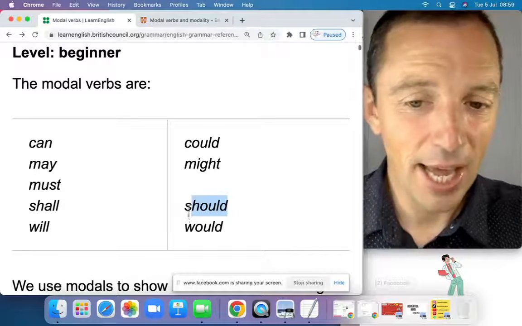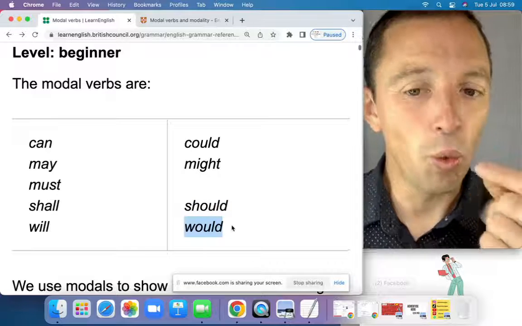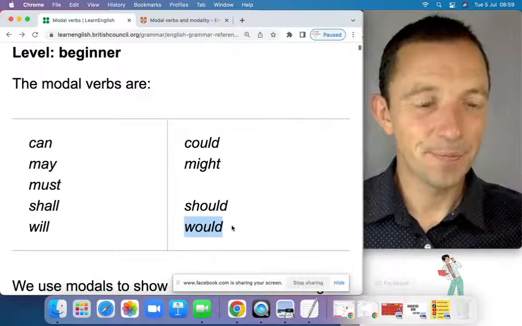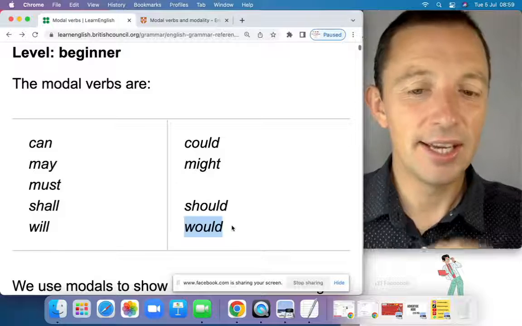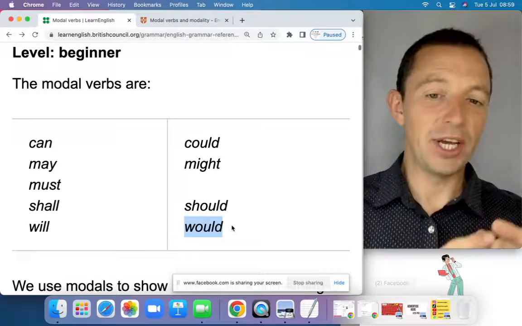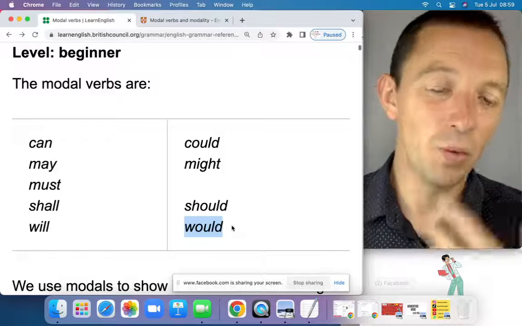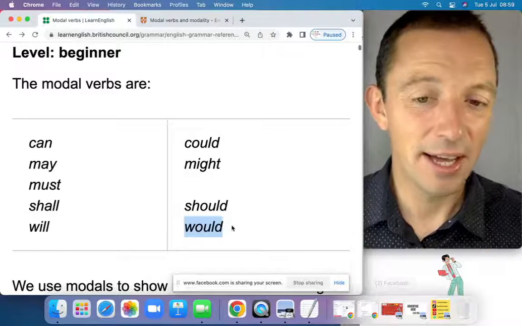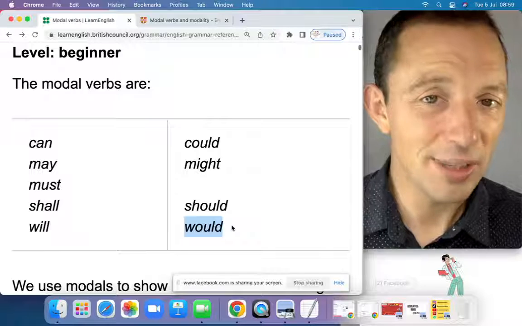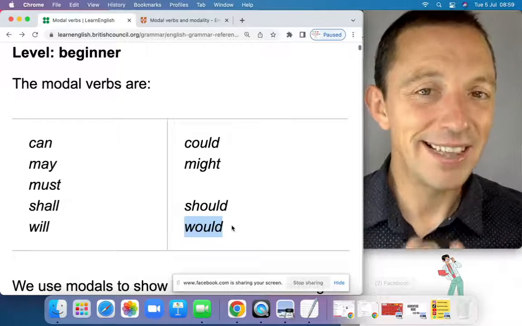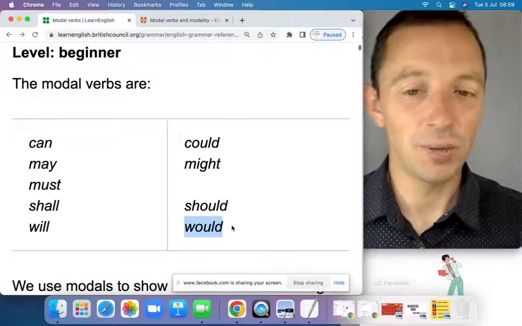Next is the modal verb would for hypothetical situations, typically in situations that you imagine. I would like to visit Italy. I would like to visit Africa. I would like to watch this movie. Hypothetically, in theory, I would.